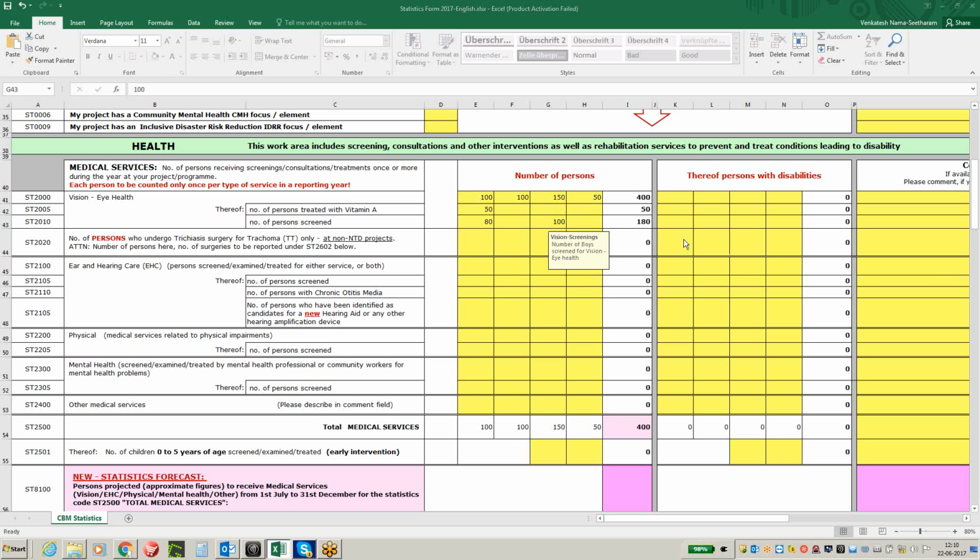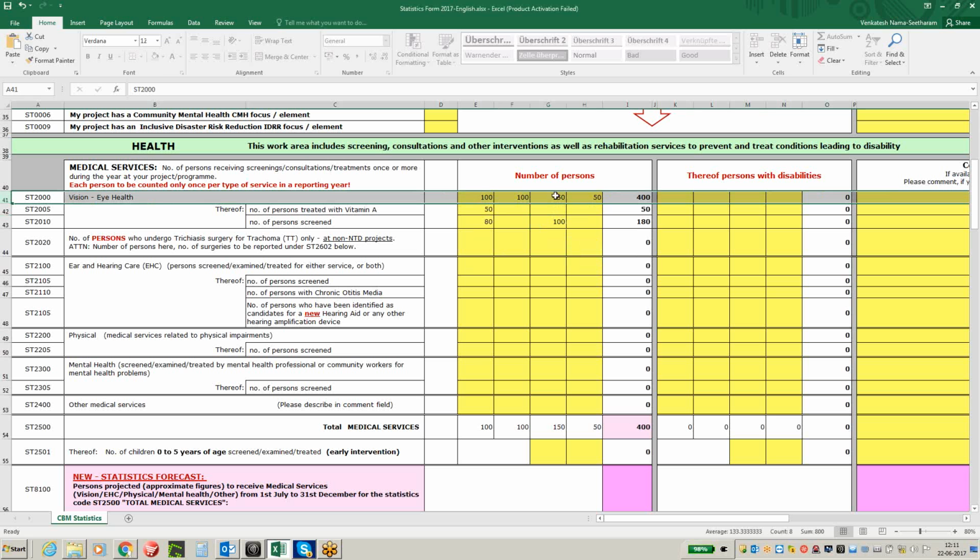I'm looking at the 100 and then 50 and 80. So it's possible that if there is a child or a patient who has been screened and again receiving vitamin A, can be counted twice. Yeah, see, for example, a person is screened and these two can be mixed. Vitamin A and screening can be mixed. For example, out of these 80 people, 50 people have received vitamin A. That's okay, because this is a different line. But here, when you are counting on the top line, only one person should be counted only once per year.